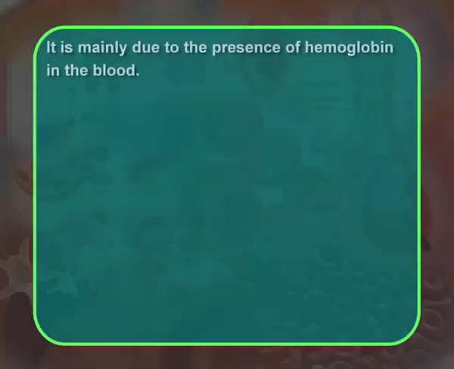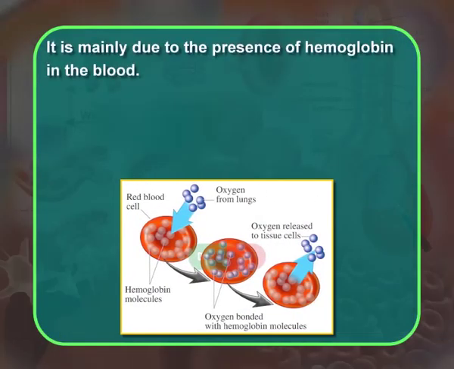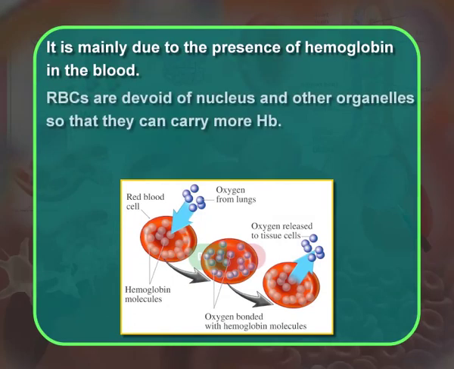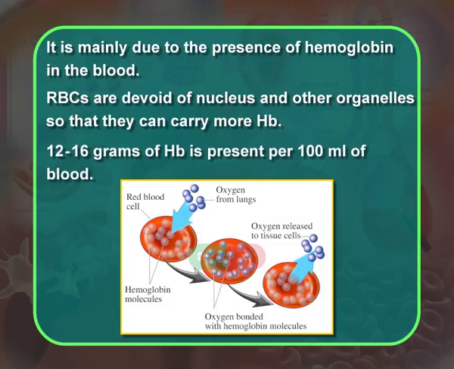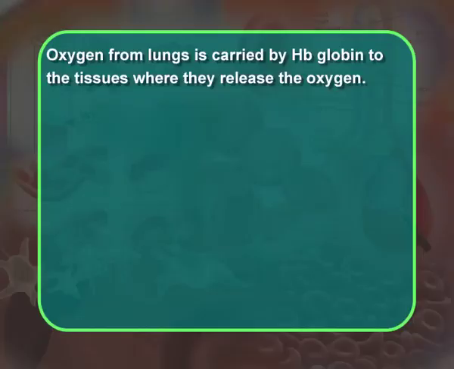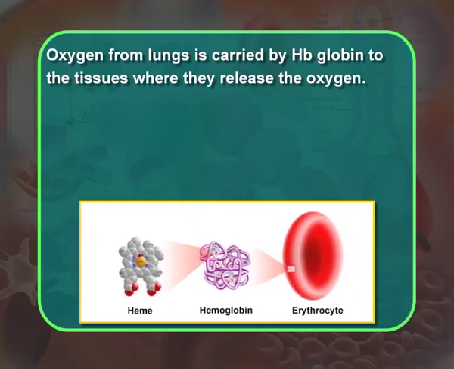Now, students, can you tell me why the blood appears red in color? It is mainly due to the presence of hemoglobin in the blood. RBCs are devoid of a nucleus and other cell organelles, so that they can carry more hemoglobin. 12 to 16 grams of hemoglobin is present per 100 ml of blood. The function of hemoglobin is to carry respiratory gases in our body. Oxygen from lungs is carried by hemoglobin to the tissues where they release this oxygen.